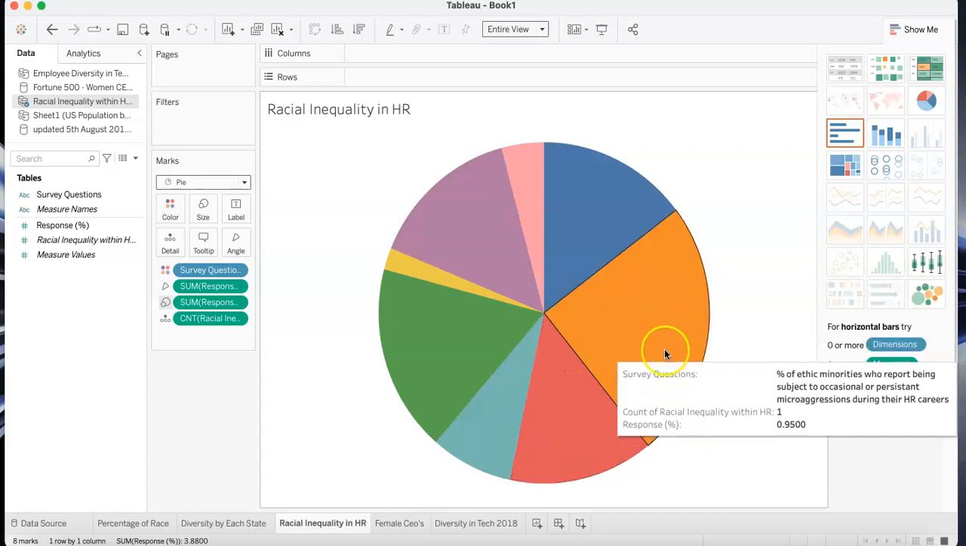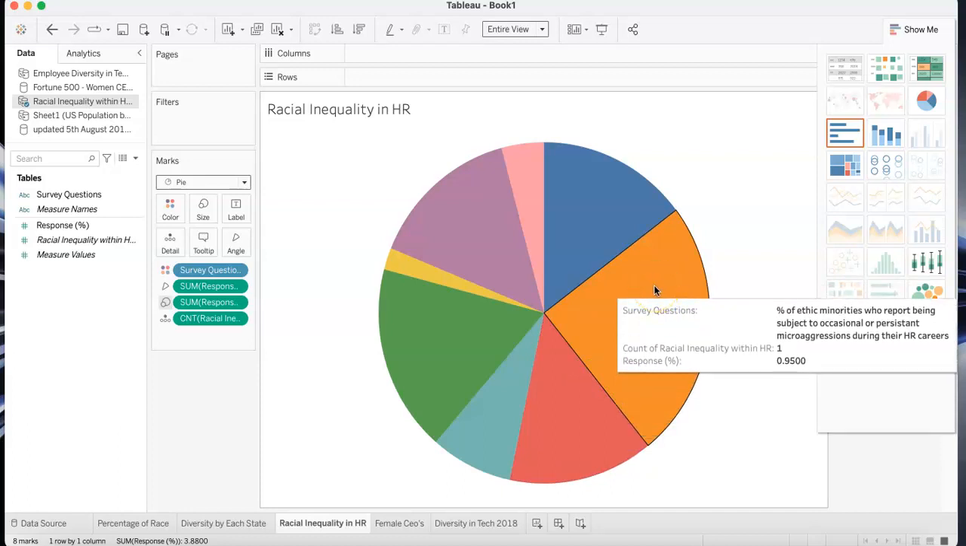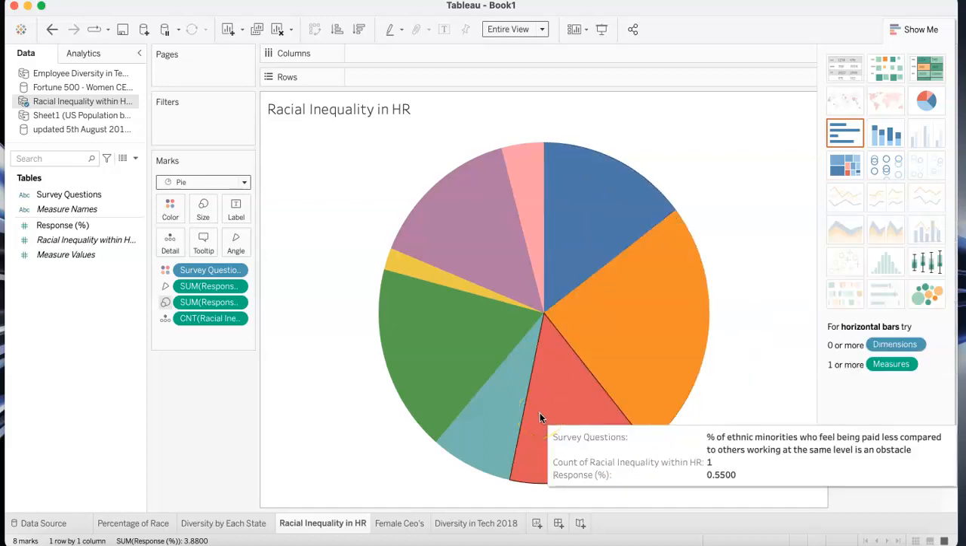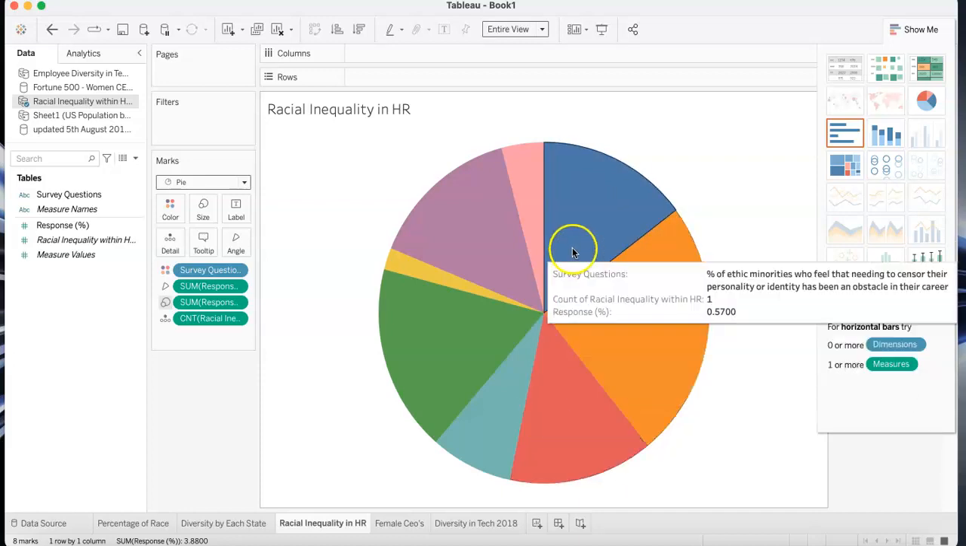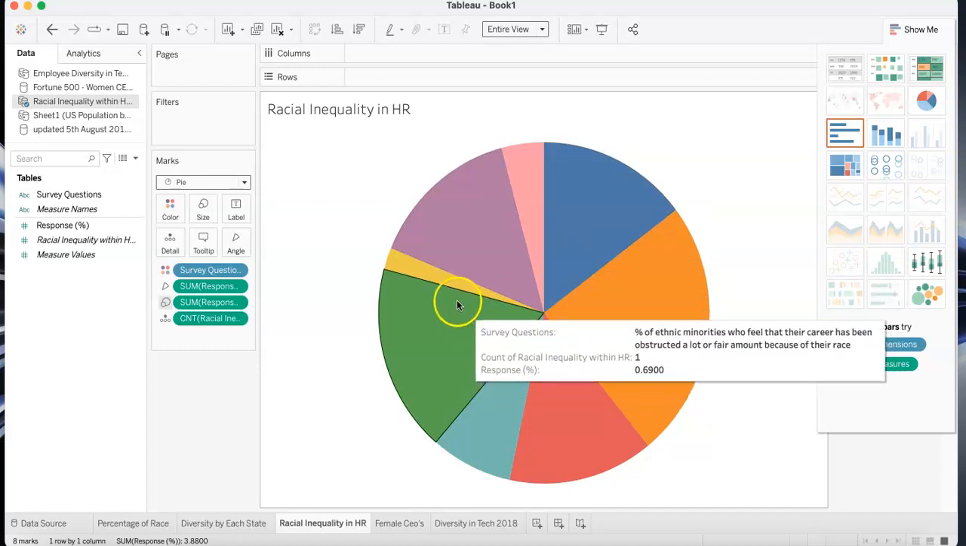And the numbers don't lie. One of the things that 90% of people have complained about was microaggression during their HR careers. Second place goes to those who felt like they were being paid less compared to others who are working at the same level. Then those who need to censor their personality and their identity because it becomes an obstacle within their career, and those who felt like they were obstructed a fair amount because of their race.